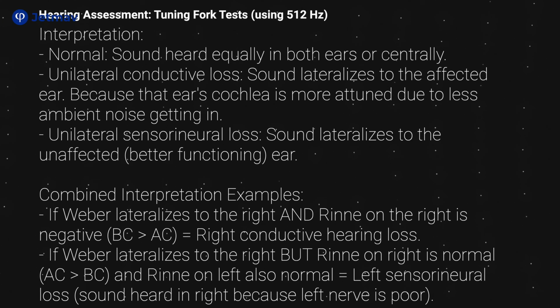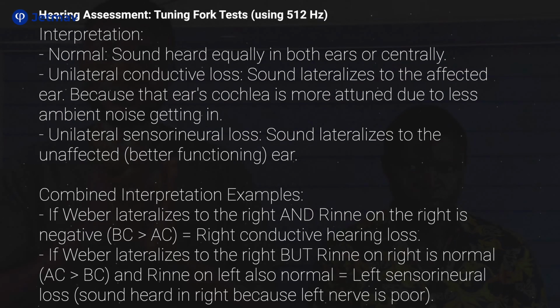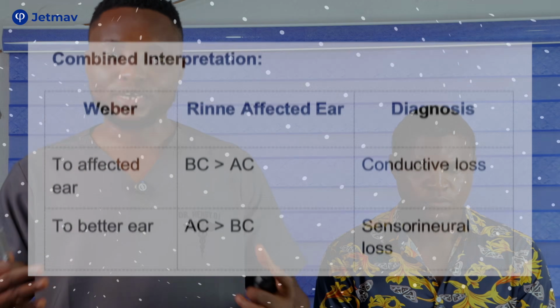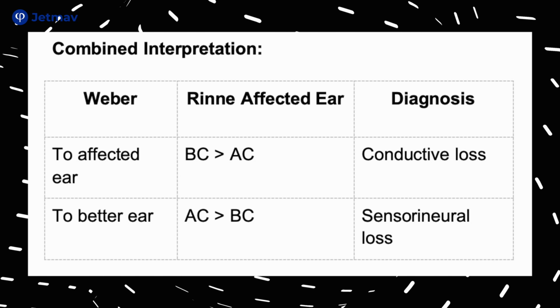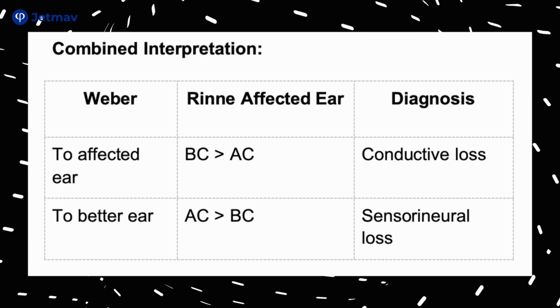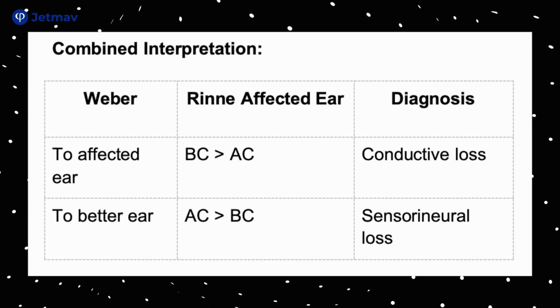So that is to say, if the sound lateralizes to the affected ear or the ear with pathology, there's conductive loss in that ear. But if the sound lateralizes to the normal ear, then we know that there is sensorineural loss in the other ear. So that is that for Rinne's and Weber's tests. Both are used together in the same context to determine if we have conductive loss or sensorineural loss. With this, we're done with the hearing division of the vestibulocochlear nerve.